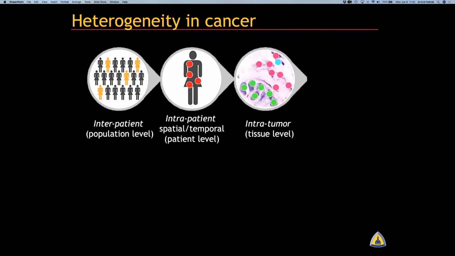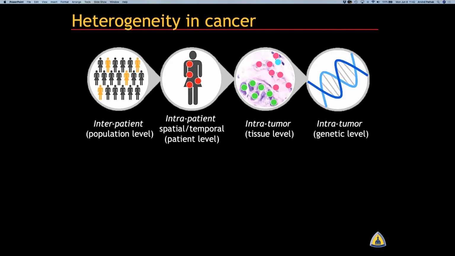Sometimes the same tumor looks very different depending upon which part of the tumor you biopsy or sample. That's what we call intratumor heterogeneity. And finally, of course, at the genetic level, cells are very different. So we get the genetic level heterogeneity.